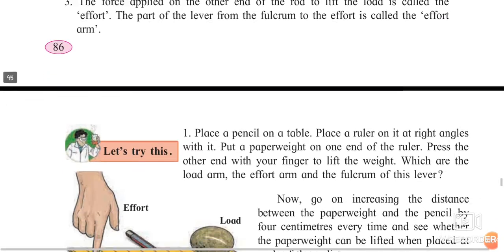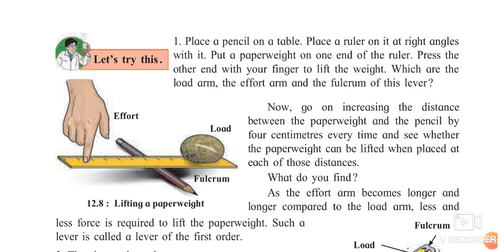Now go on increasing the distance between the paperweight and the pencil by 4 centimeters every time and see whether the paperweight can be lifted when placed at each of these distances. So they have given you one simple example. They have kept the pencil in between, a scale is laid across, and they have kept one paperweight on one side. The end where the boy is pressing is where he applies the effort. The load is on the other side; the paperweight is the load, and the middle pencil is the fulcrum.